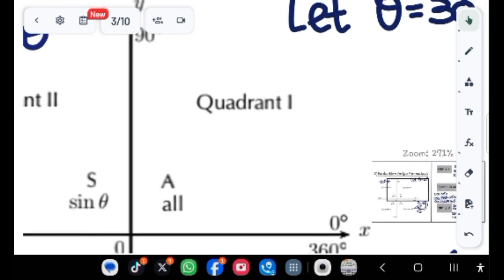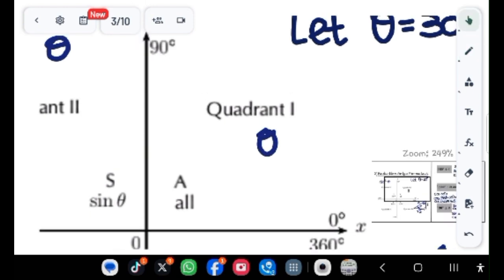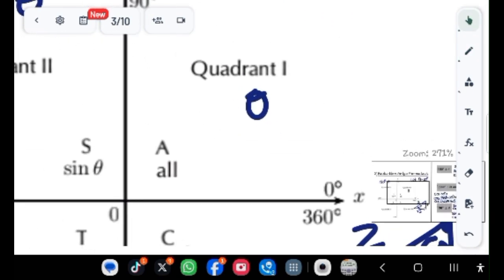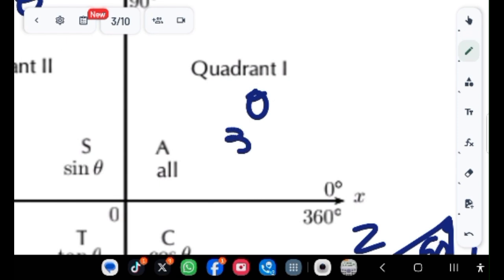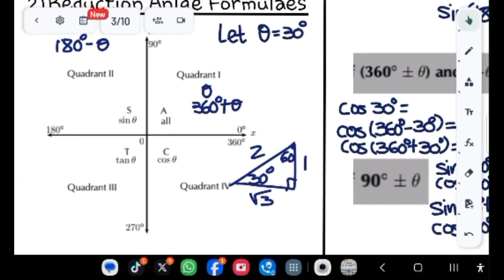In the first quadrant, we express them as theta, or 360 plus theta, or k times 360 plus theta. It does not matter how many revolutions.